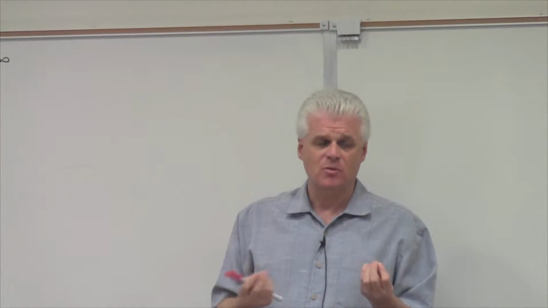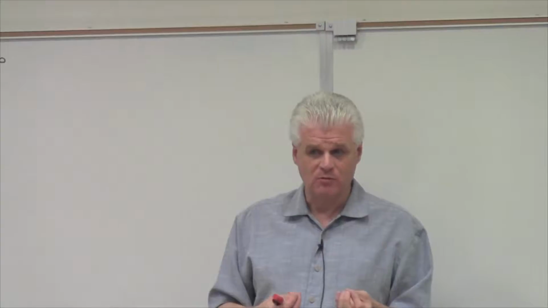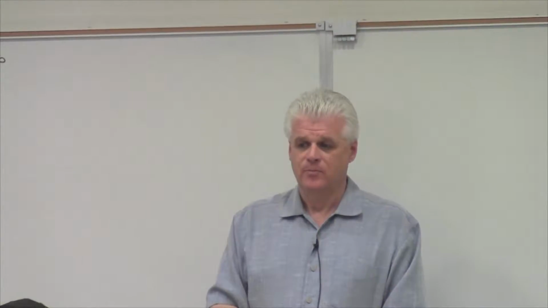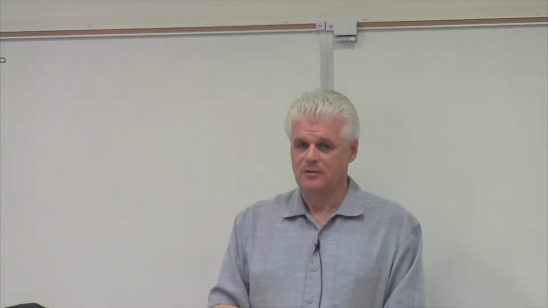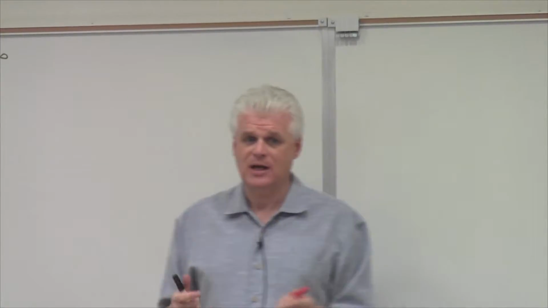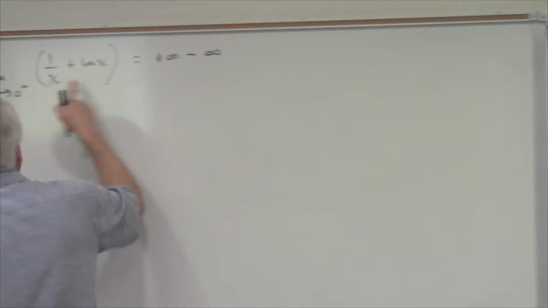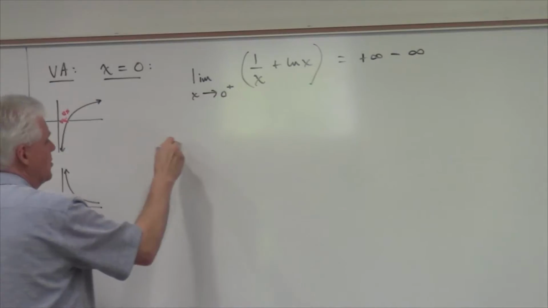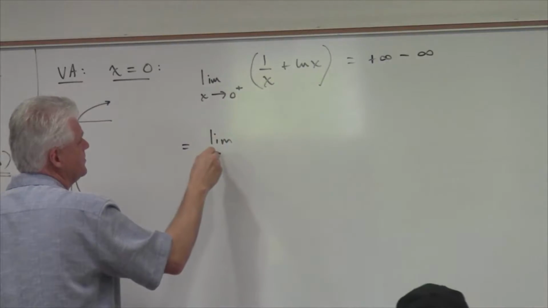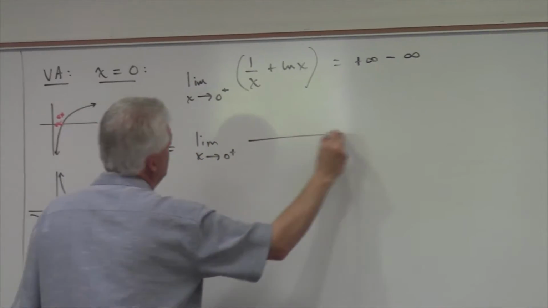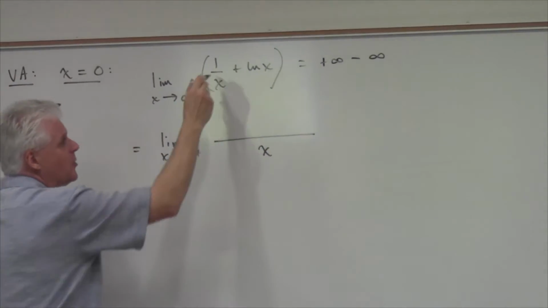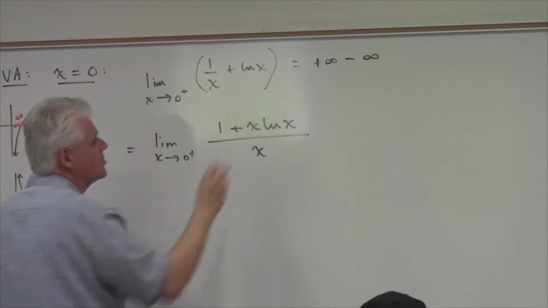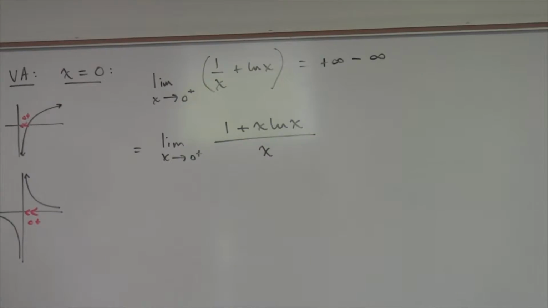But if you had two terms, oftentimes, if fractions were involved, what might help? A common denominator, we said. Sometimes getting a common denominator can help. What is the LCD of these two terms? X, yeah. So I'm going to rewrite this with an LCD, all over x. Up in the numerator, you'd have 1 plus x natural log of x, like that.